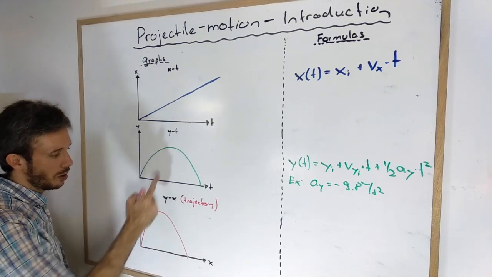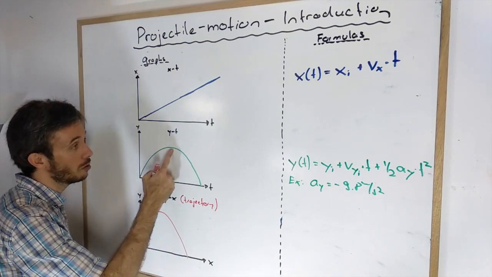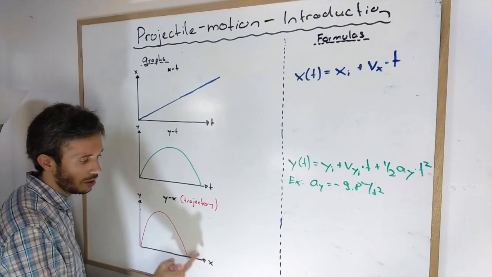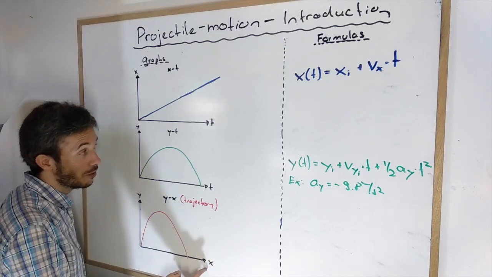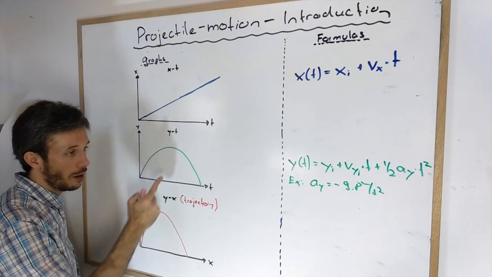Note that I put on purpose the peaks not at the same time because the axes are completely different, so these two peaks do not have to be aligned. This is y as a function of x, and here you have y as a function of time, so the peaks do not have to be aligned.